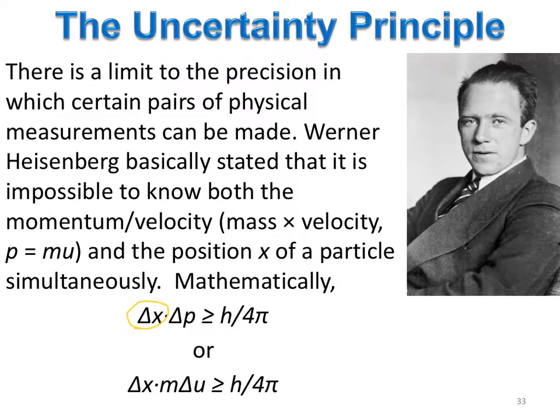Change in x times the change in momentum has to be greater than this value of Planck's constant divided by 4 pi. When taking mass out of the equation, we can either find the change in the position, that is x, or we can find the change in velocity, u, but we cannot know both precisely.